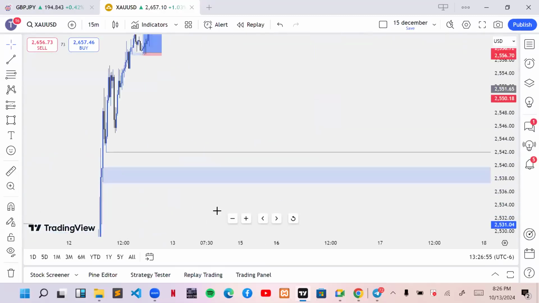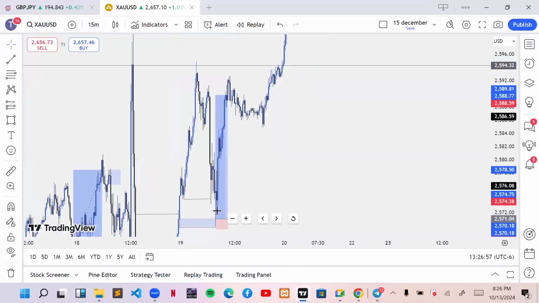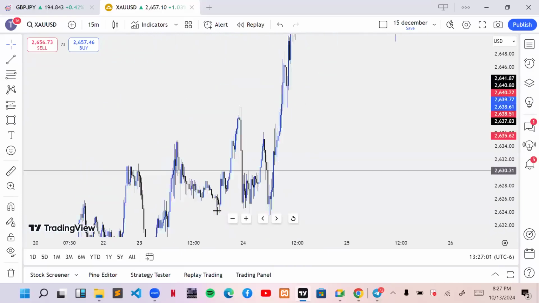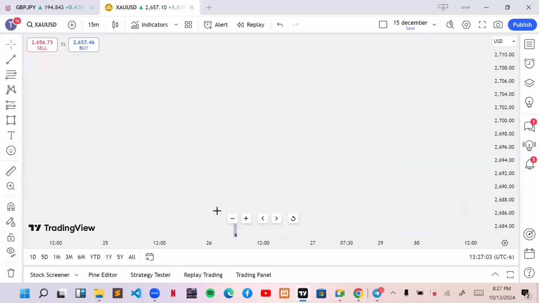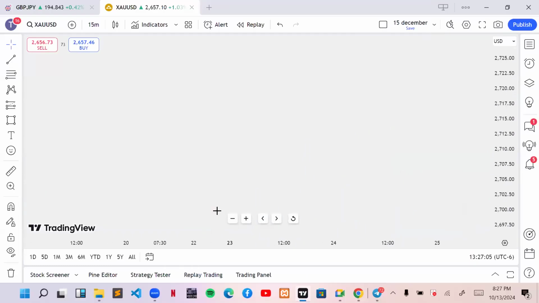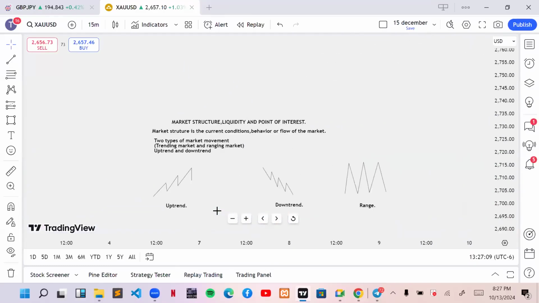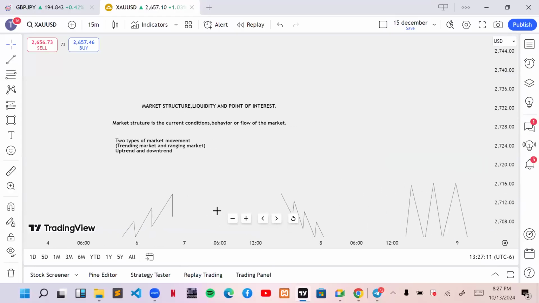So I've mentioned what market structure is. Market structure is the current behavior, condition, and the current flow of the market. And I said that there are three market movement types: the uptrend, the downtrend, and the ranging market. So that being said, let me now mention the two things I pay attention to when I look at the market structure part of my strategy. There is the market structure shift, and then there is the break of structure.